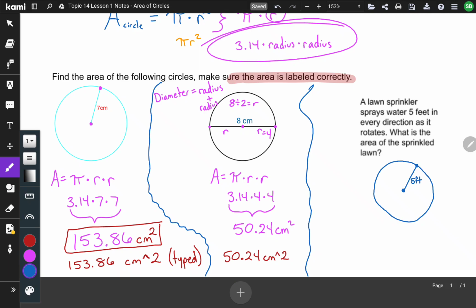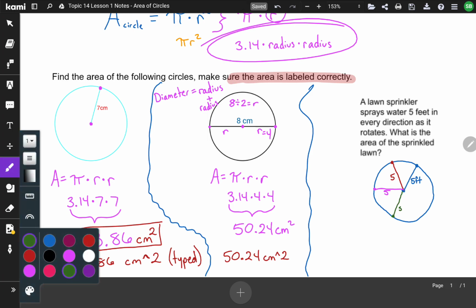Not horrible, but not beautiful. So imagine this is a perfect circle here. It's spraying 5 feet every direction it goes. So from the center to here is 5 feet. To here is 5 feet. No matter where it's going, it's 5 feet because it's a perfect circle, as you can see in my beautiful drawing. Every direction it goes is 5 feet. So I know I have to be able to envision a sprinkler going off 5 feet in every direction. Well, that just fits right into my formula.